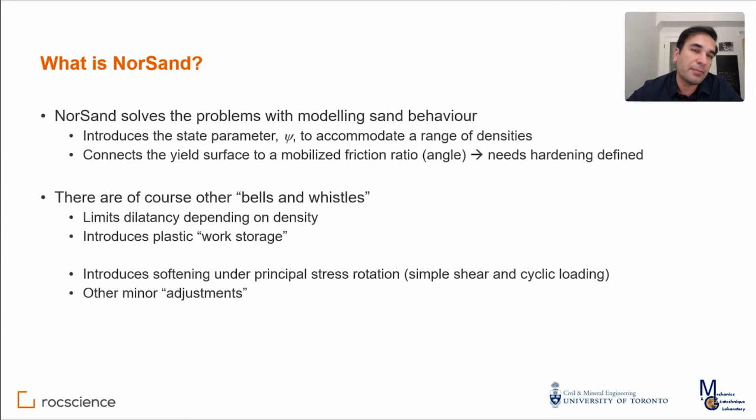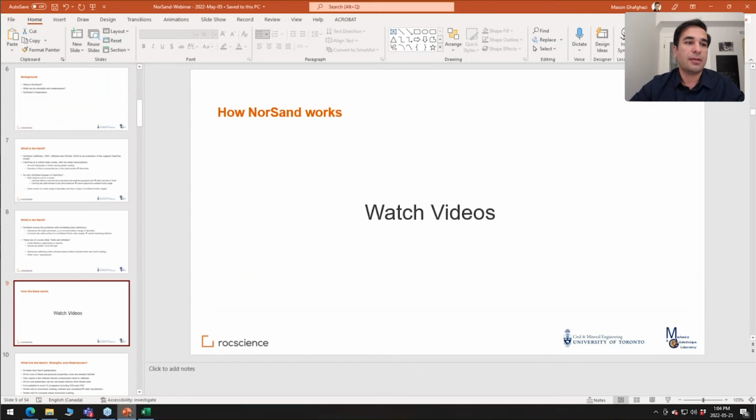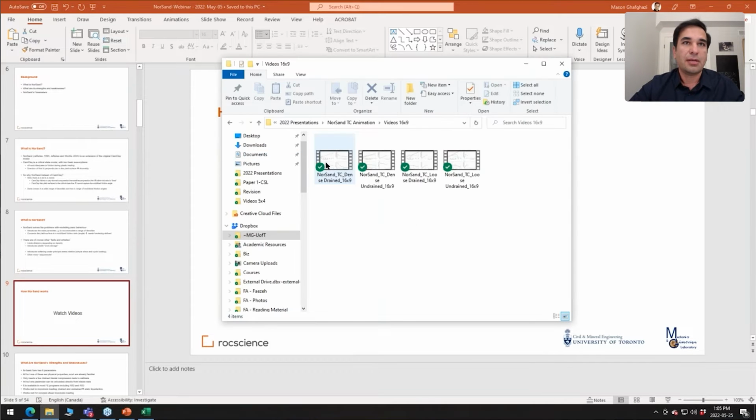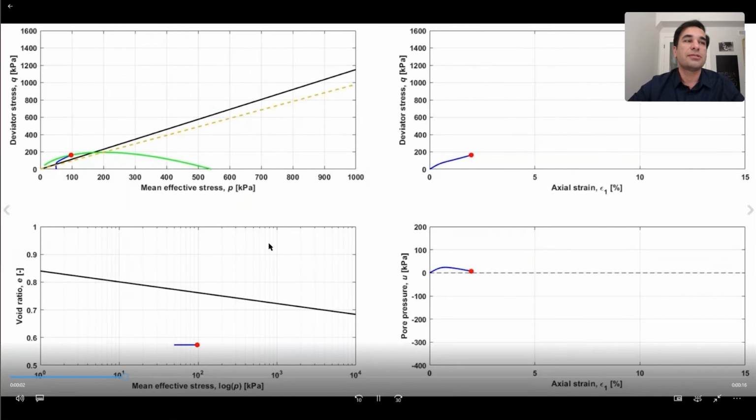And of course, there are other bells and whistles. There's a limit on dilatancy. There's N, a parameter we'll talk about, to store energy during plastic straining. And there are other softening parameters in order to capture cyclic behavior as well. I'm now going to switch to some of these videos that one of my students made, just so you guys understand how NorSand operates.